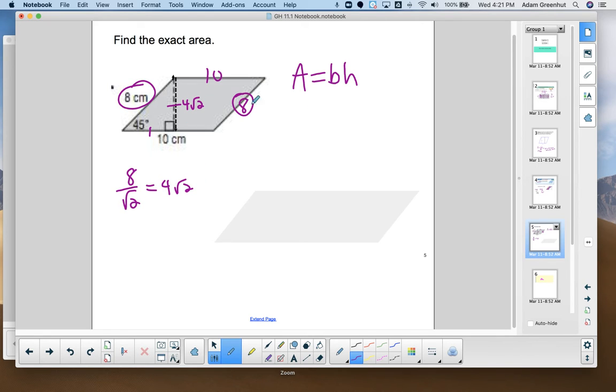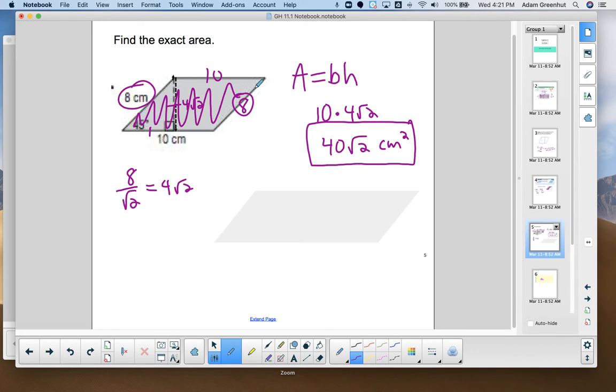So now I could say that the area of this parallelogram is 10 centimeters times 4√2 centimeters, which gives me 40√2 centimeters squared. And that is the area of this parallelogram.